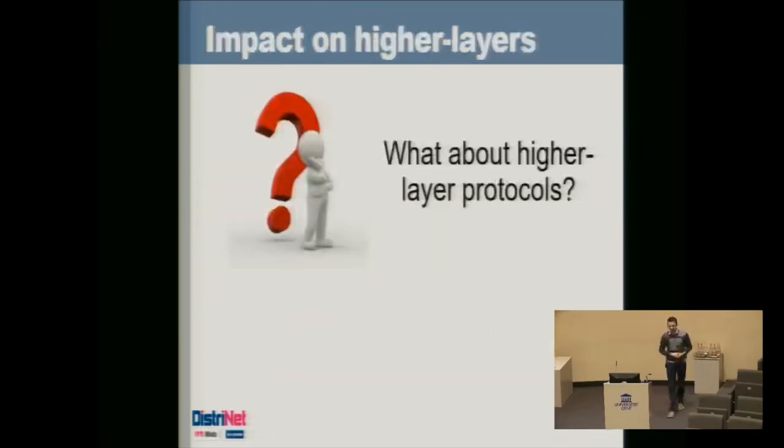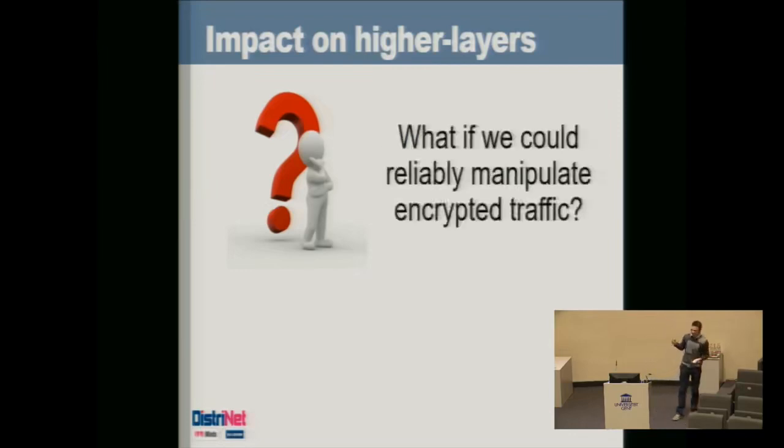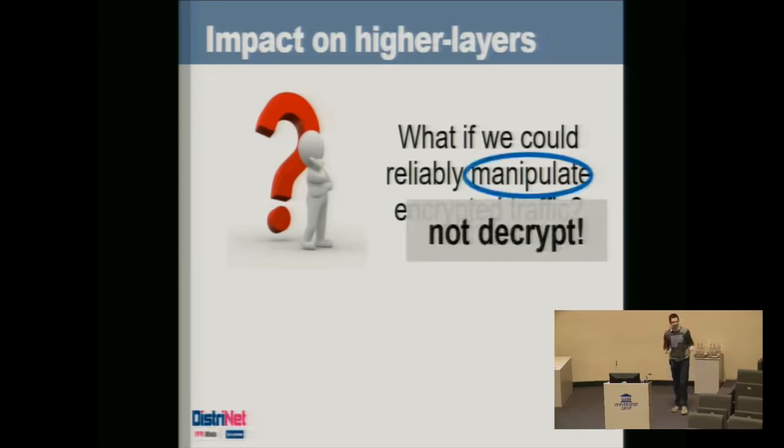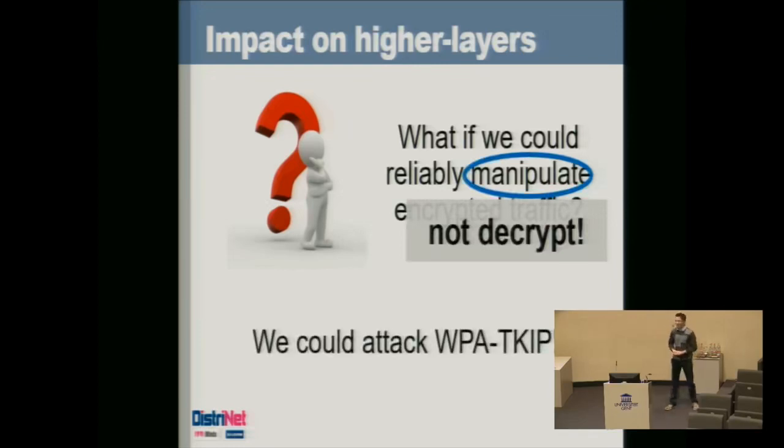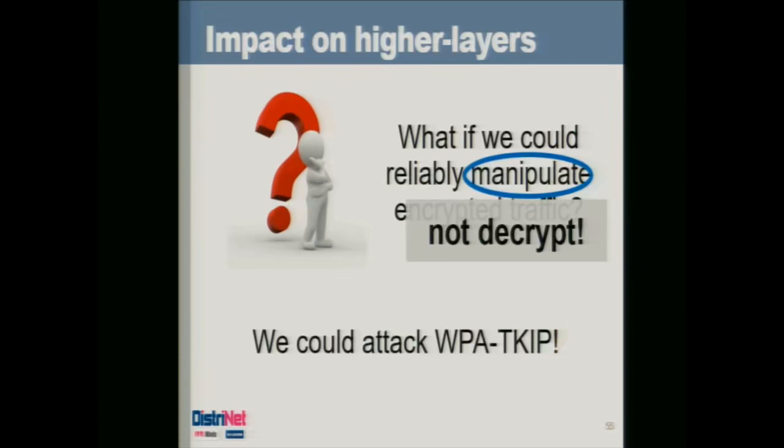And okay, so now we have a few minutes to explain how these low-layer attacks can actually influence attacks on high-level protocols. So basically the question is, what if we could use these devices to reliably manipulate encrypted traffic? Again, I want to stress that we first simply want to manipulate traffic, we're not yet going to decrypt it. Well, if we could do this, we could actually break WPA TKIP. Well, break is actually a big word. We could launch an attack against it.